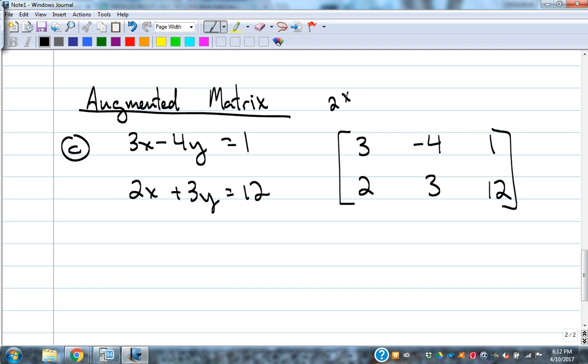This matrix is a 2 by 3, meaning it has 2 rows and 3 columns. The first column are the x's. The second column are the y's. And the third column is what it's equal to, 1 and 12. Okay?